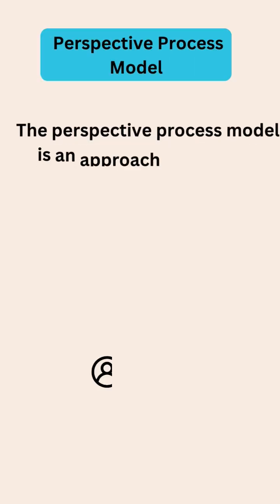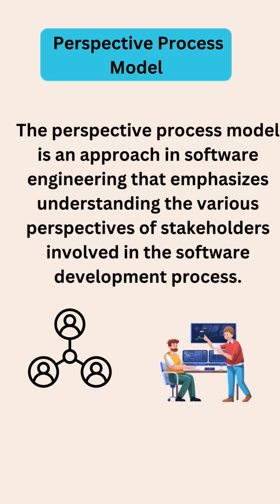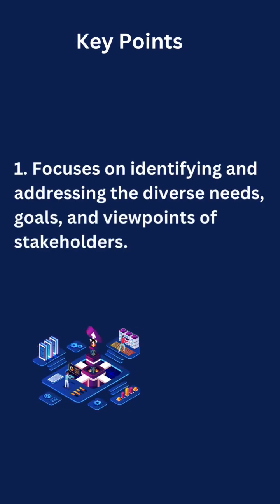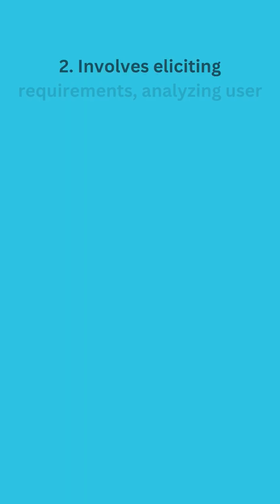Perspective process model. The perspective process model is an approach in software engineering that emphasizes understanding the various perspectives of stakeholders involved in the software development process. Key points. 1. Focuses on identifying and addressing the diverse needs, goals, and viewpoints of stakeholders.